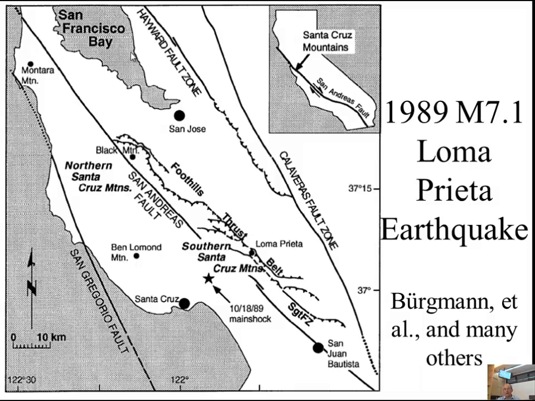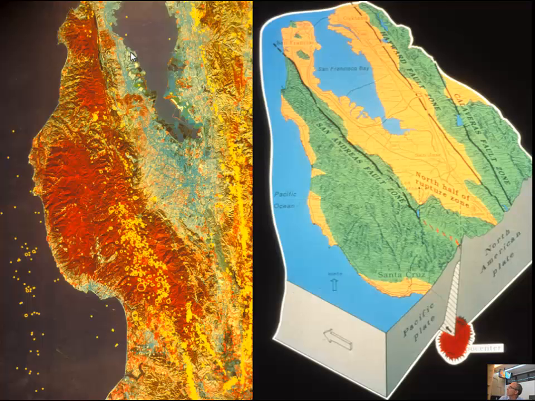The other thing that happened was in 1989 was an earthquake in southern Bay Area. There was a blind thrust fault. So it didn't break the surface. It was just slipping at depth. So it looks like this.